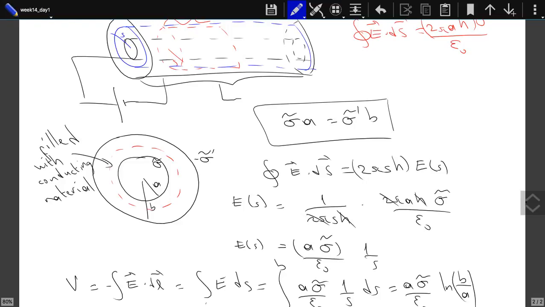Now the areas of the cylinders are just 2 pi times the radius of the cylinder times h. 2 pi is the same for both the inner and the outer cylinder. h is the same for both the inner and the outer cylinder. So 2 pi a times h of sigma is equal to 2 pi b times h of sigma prime. 2 pi h I can cancel. This is what remains.